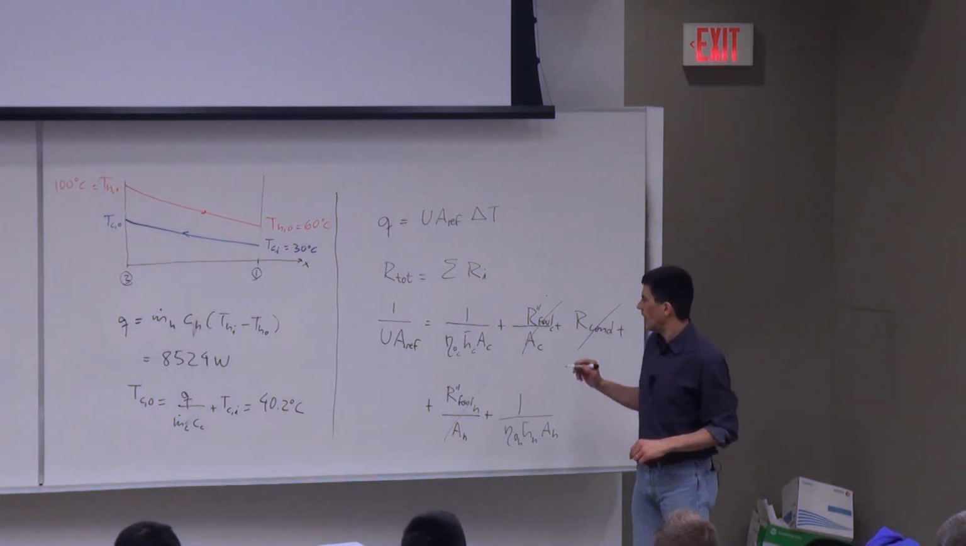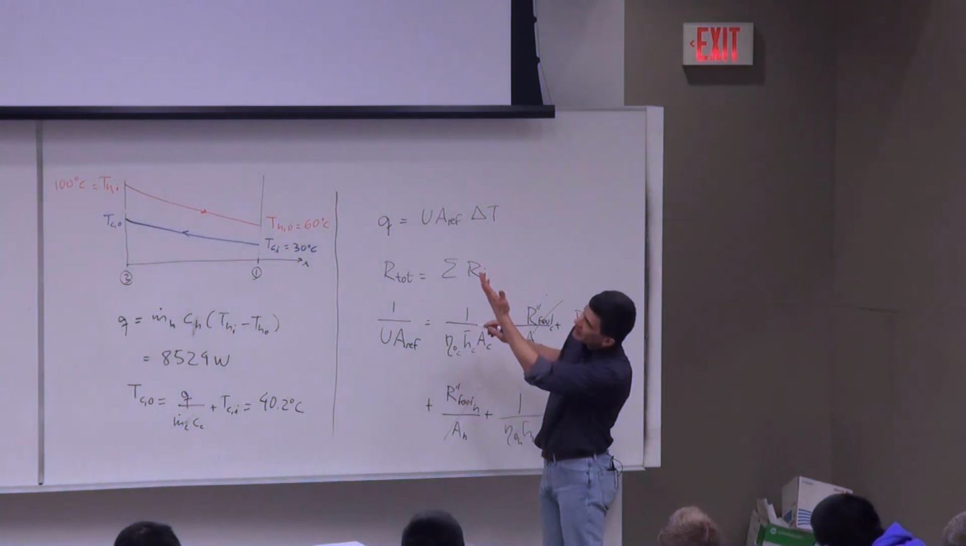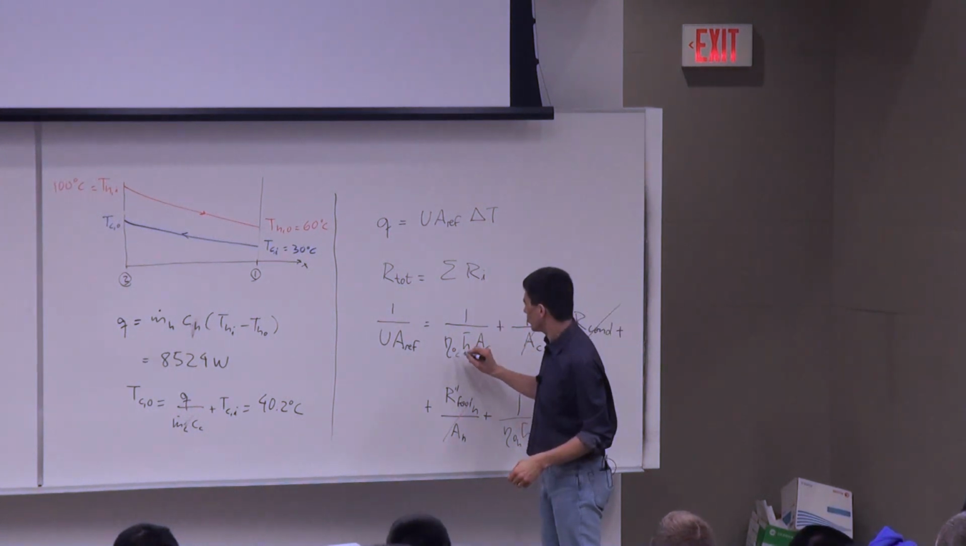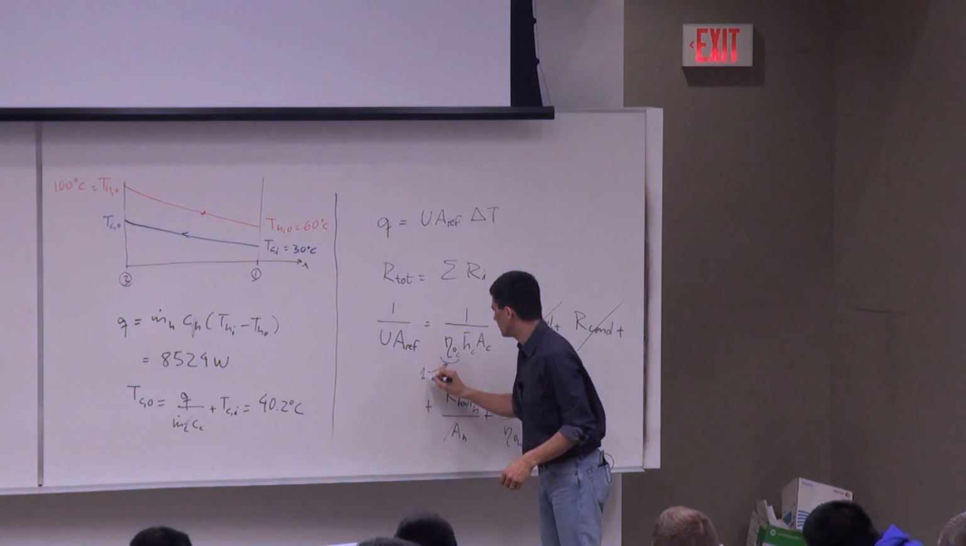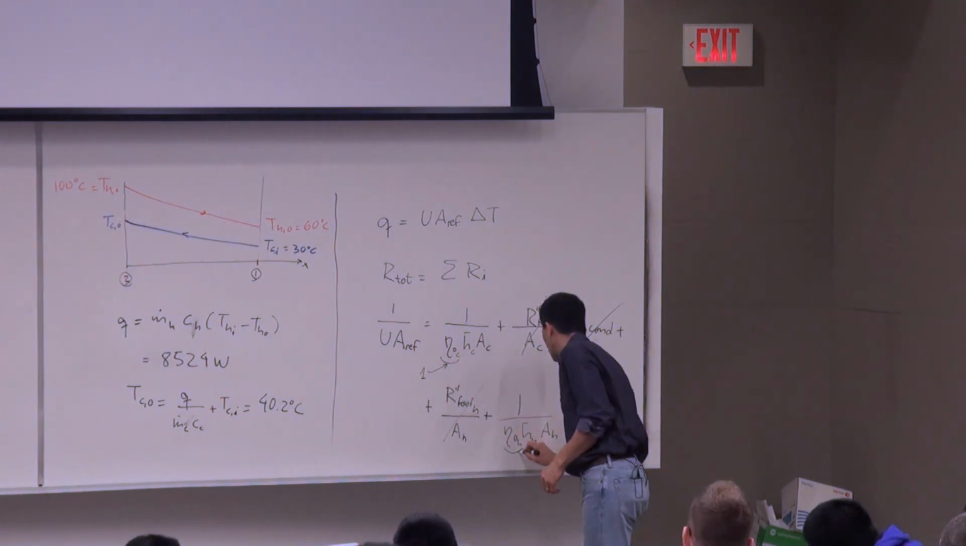If we do that, now other things. This is not a finned pipe. So this is going to be this efficiency. This is 1. This here is going to be 1.